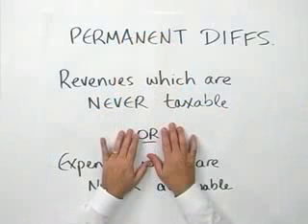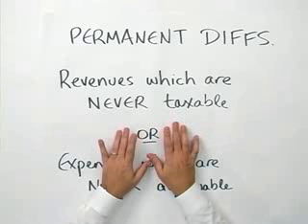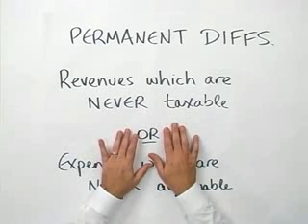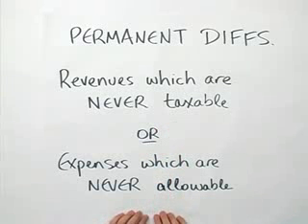The difference between permanent and temporary or timing differences is whether or not the item will appear on the books but not the tax return ever, or vice versa, or whether they do appear on both but only in different timing periods. Some permanent differences first. Permanent differences are either of two types. They are revenues which are never taxable, or expenses which are never allowable.